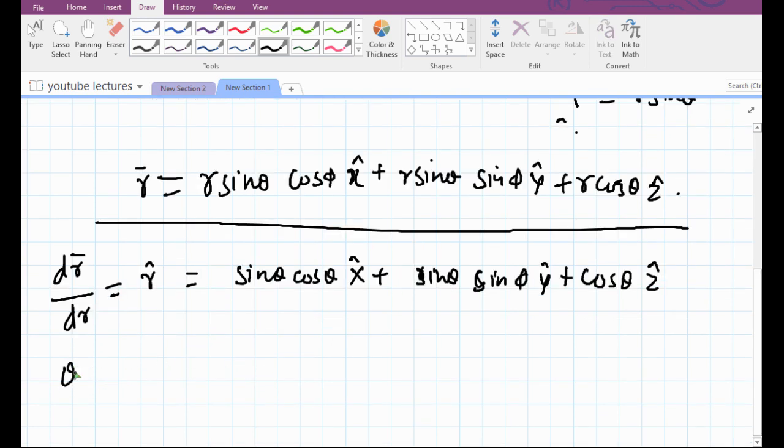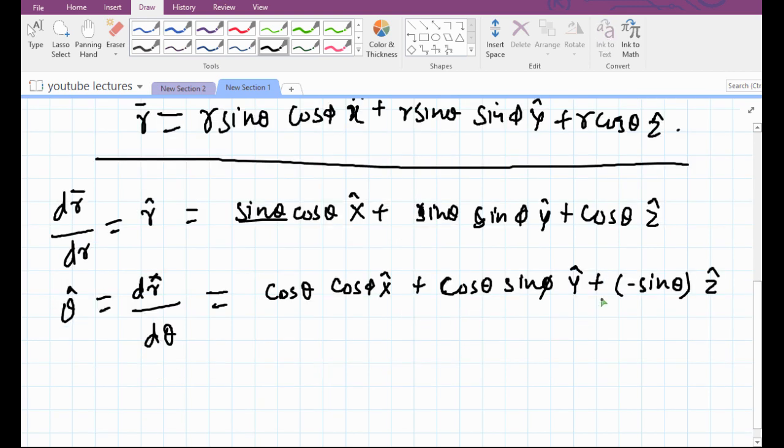Now I need to find theta hat. Theta hat can be given as d r hat over d theta. This is my r hat. Well, differentiate it. Differentiating sin theta is going to give cos theta, cos phi x hat, and so on. Now theta hat is going to give me like this.